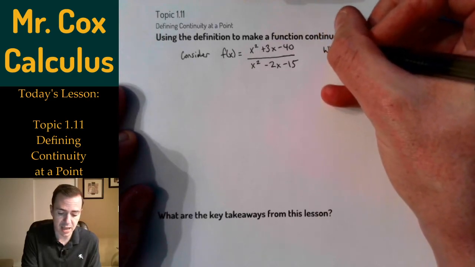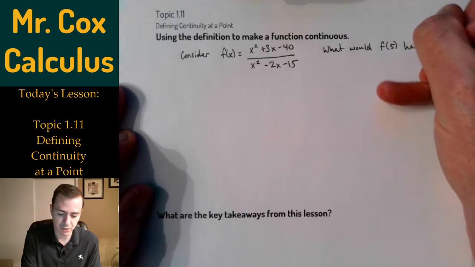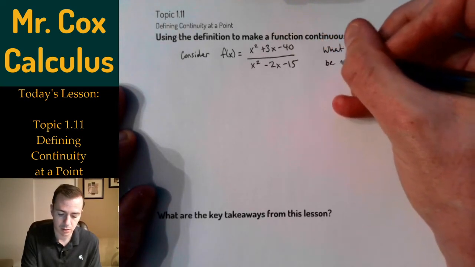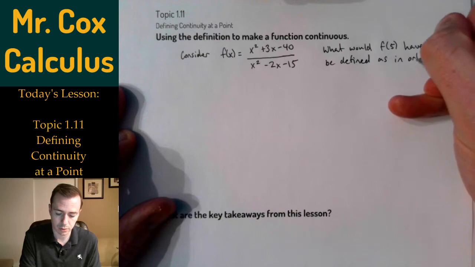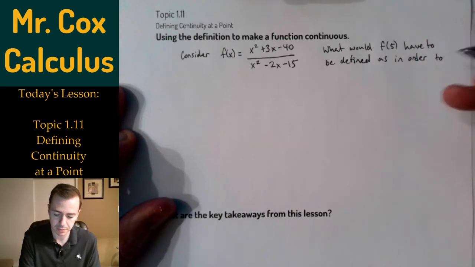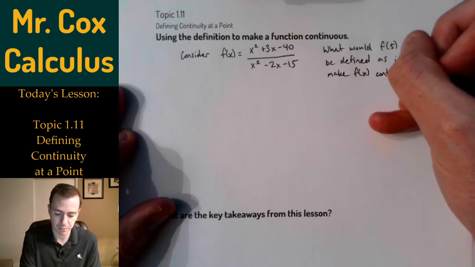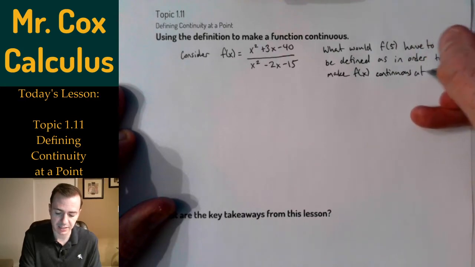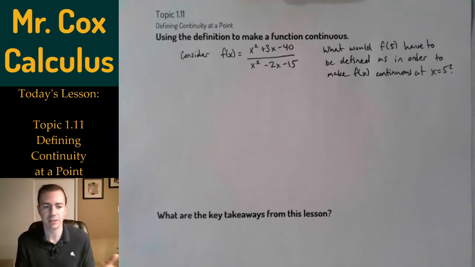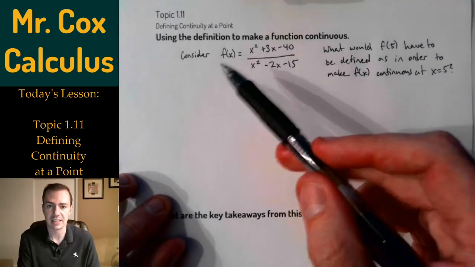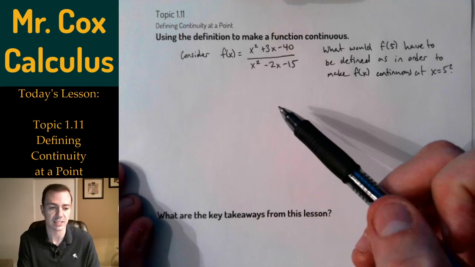But the question that could be asked is, what would f of 5 have to be defined as in order to make f of x continuous at x equals 5? So again, I have a function that's not continuous at 5, but maybe I wanted to build a piecewise function where I said it's this function for all x not equal to 5, and then I let it equal a specific value for x equal to 5.